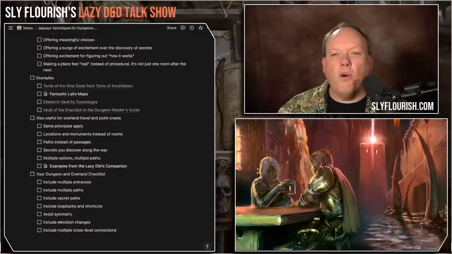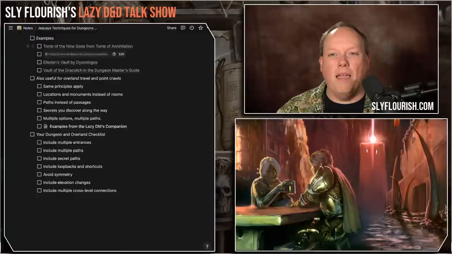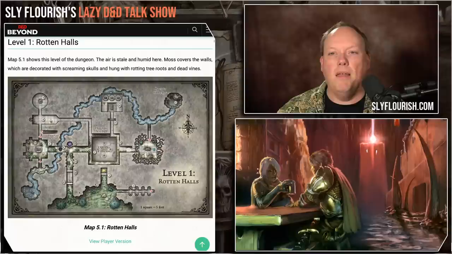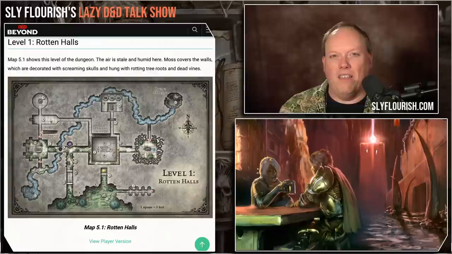So what are some examples of Jaquays style dungeon design? I'm going to pick the Tomb of the Nine Gods from the adventure Tomb of Annihilation. Will Doyle designed this dungeon and has talked about its design. DM David actually did an article that talked about this. I will link to the DM David article in the links below.